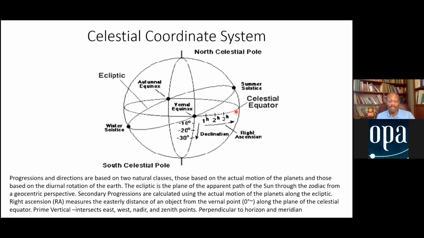In some cases, the prime vertical is used. Apparently, Johndro used the prime vertical when he invented the vertex. And the prime vertical would be this vertical circle here.